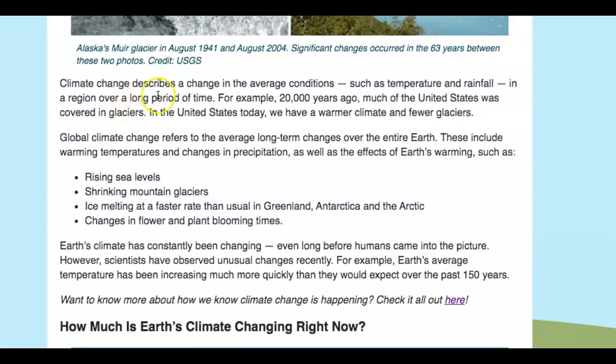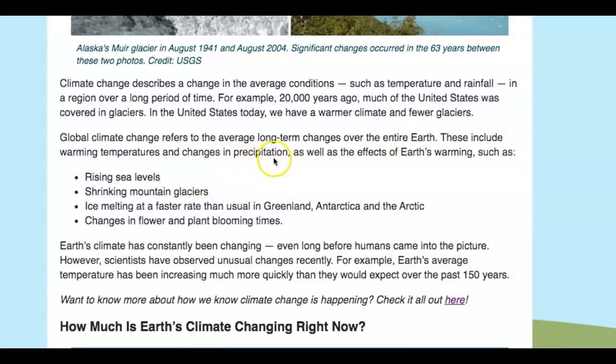Climate change describes a change in the average conditions, such as temperature and rainfall, in a region over a long period of time. For example, 20,000 years ago, much of the United States was covered in glaciers. In the United States today, we have a warmer climate and fewer glaciers.